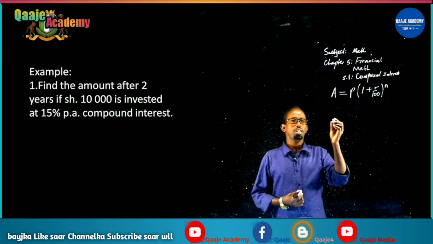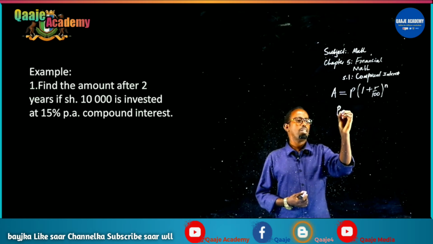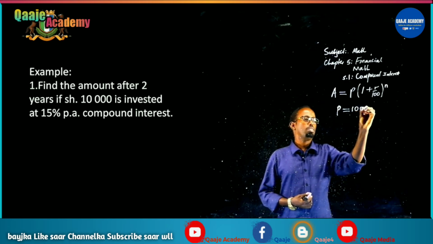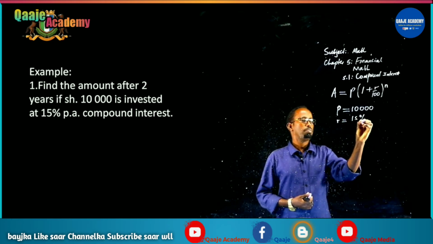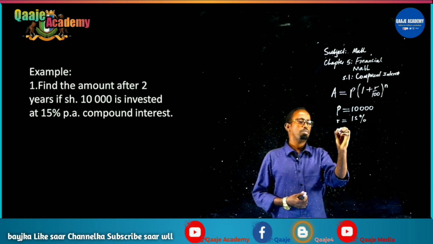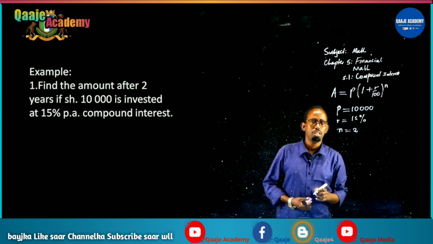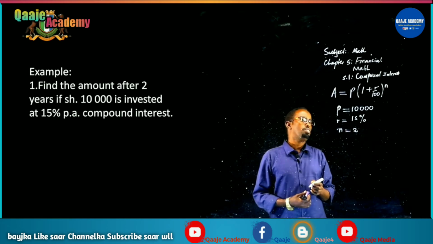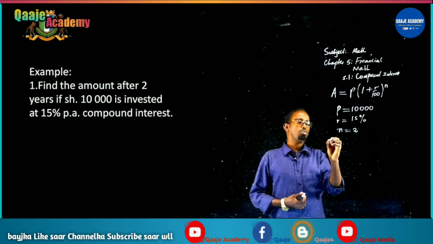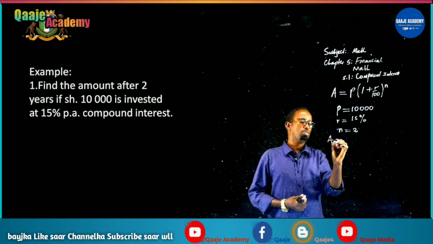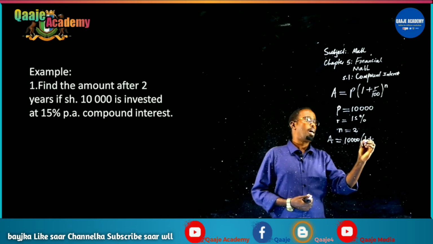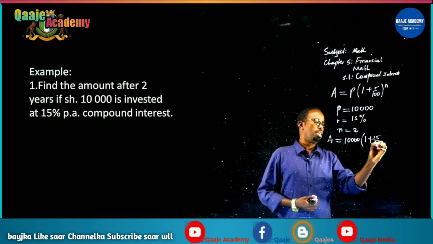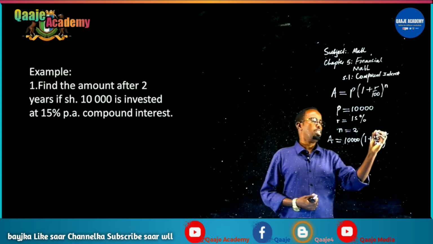Find the amount. Now, P, the principal, is 10,000. R, which is the rate, is 15% per year. And the time, T or N, is 2 years. I'll be using both the step-by-step method and the formula. If I start with the formula, A, which is the amount, is equal to the principal, 10,000, into bracket 1 plus R, R is 15, divided by 100, into bracket N, N is 2.